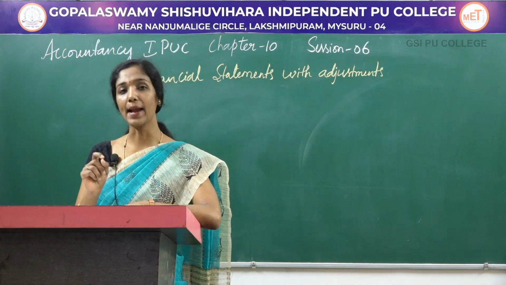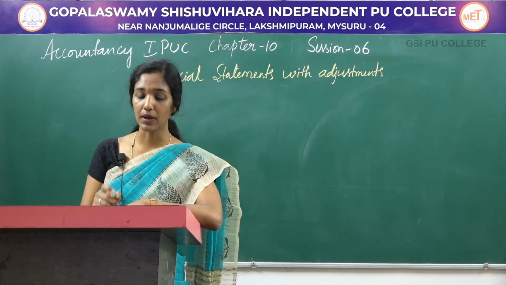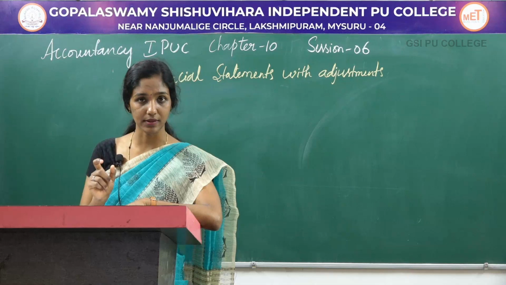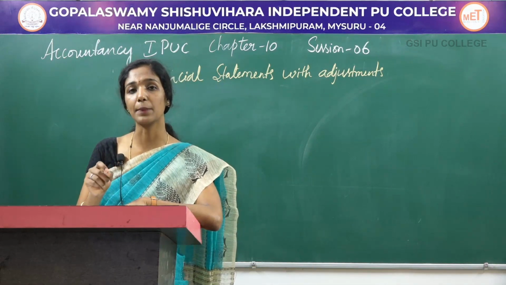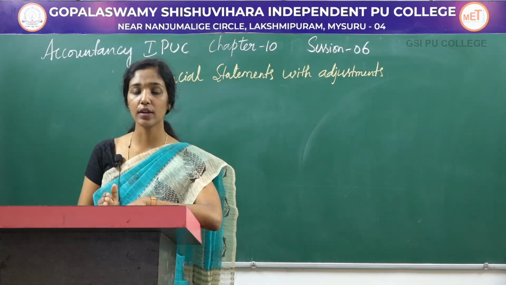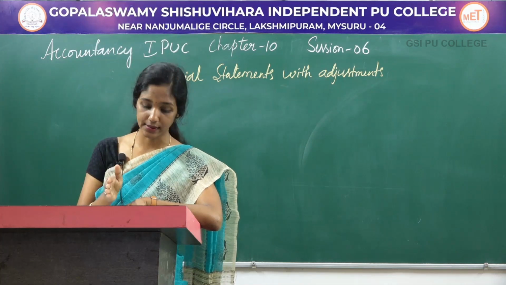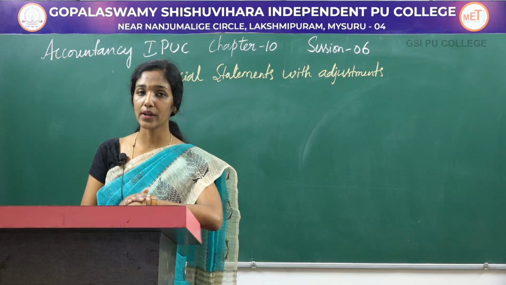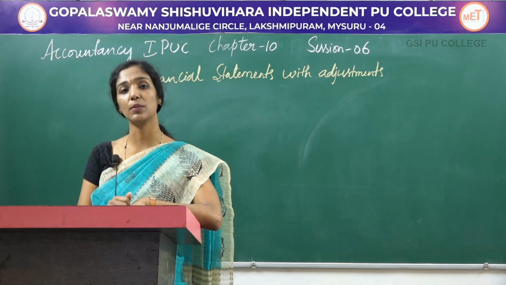Bills receivable and bills payable. Bills receivable is an asset and bills payable is a liability to the business. So both these items appear in the balance sheet. Furniture, as you know, is an asset to the business. Cash in hand, asset to the business. Bank overdraft, it is a liability to the business.